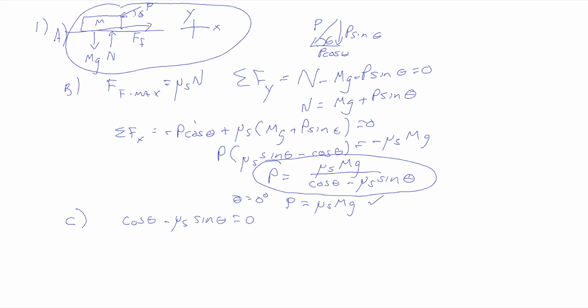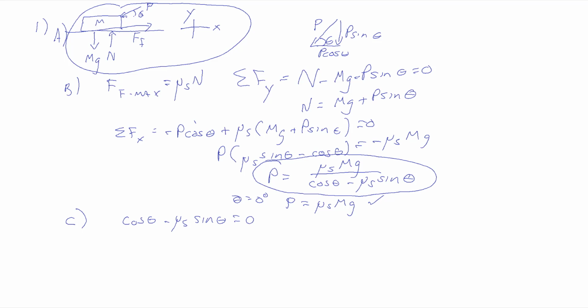In fact, if you go to even steeper angles, then cosine keeps getting smaller, sine theta keeps getting bigger, and you'll need a negative pushing force, which makes no sense. Okay, so what we see is that when this condition, cosine theta minus mu s sine theta equals 0, something dramatically has changed about the physics of the problem. Well, what is that theta? Well, we can solve for that.